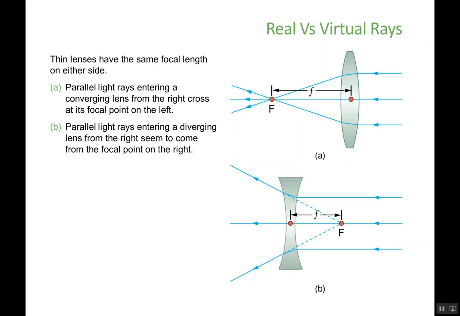So thin lenses have the same focal length because they have a focal point on both sides, on either side. For a convex lens, a converging lens, like in panel A up here, parallel light rays entering this converging lens from the right will cross at its focal point on the left. Parallel rays of light entering this diverging lens from the right seem to come from this, what I call virtual focal point on the same side, on the right as well.